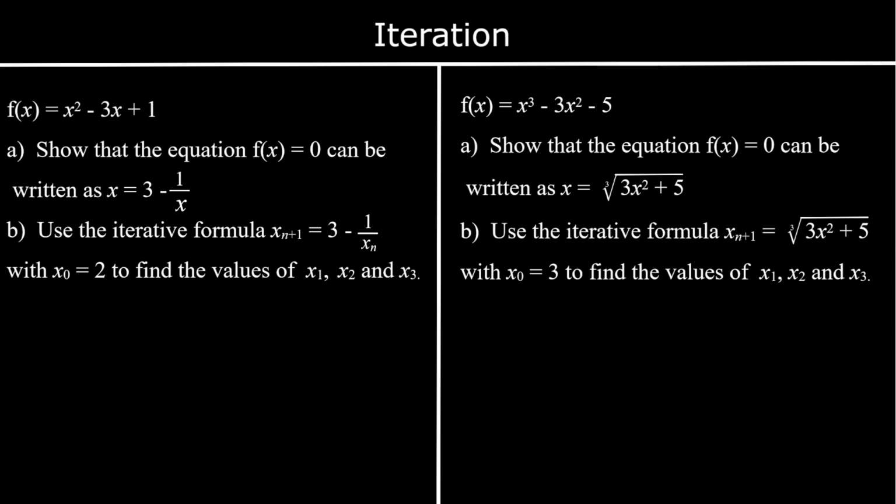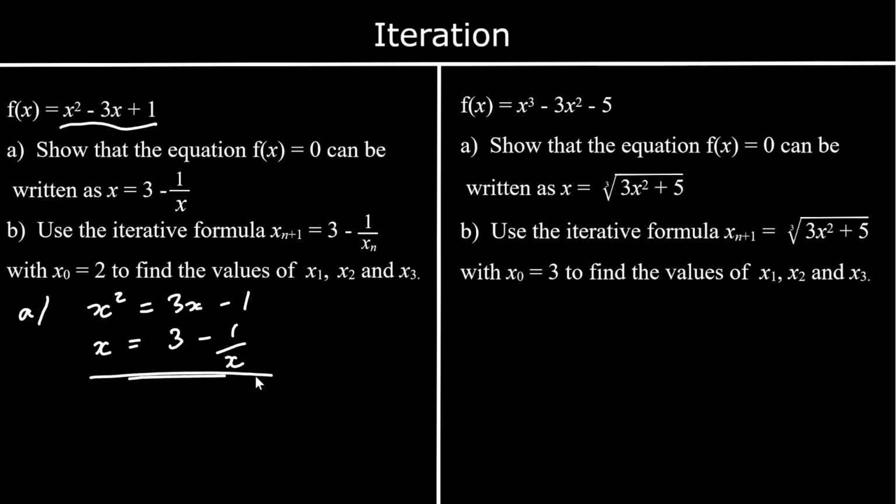Here's an iteration question. We've got a function, x squared minus 3x plus 1. And we need to rearrange to get it x equals 3 minus 1 over x. So we're going to get x squared by itself. So plus 3x and take away 1 from both sides. And then divide through each term by x. So x equals 3 minus 1 over x.